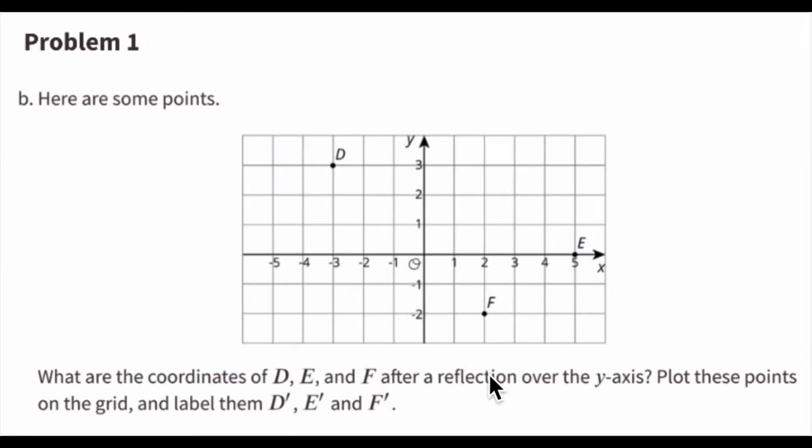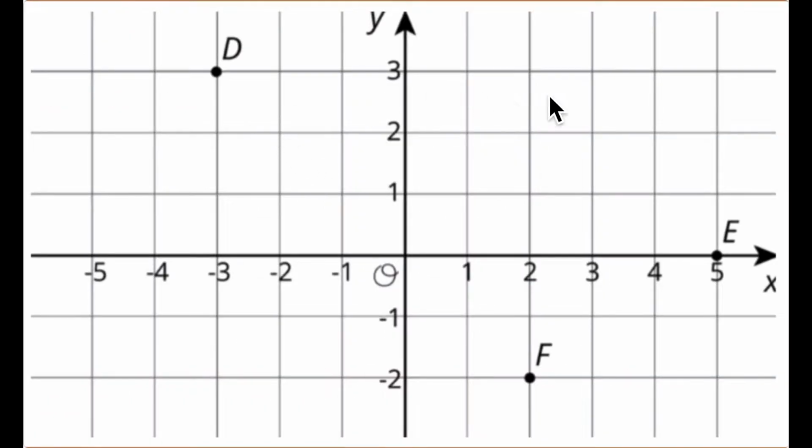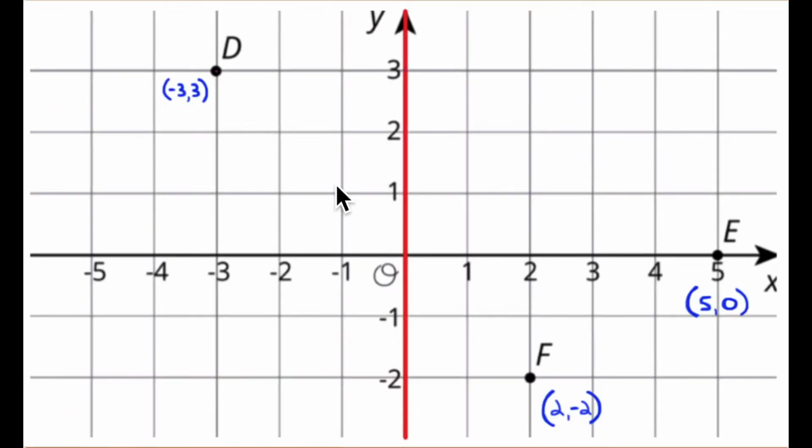Part B is a reflection of these 3 points, D, E, and F, over the y-axis. So the y-axis is the line of reflection, and a reflection is a second kind of rigid transformation, which means no bending or stretching. It's just a movement of these 3 points over this line of reflection, which is the y-axis. So here are these 3 points with their coordinates labeled. This is D, E, and F. And this is the line of reflection.